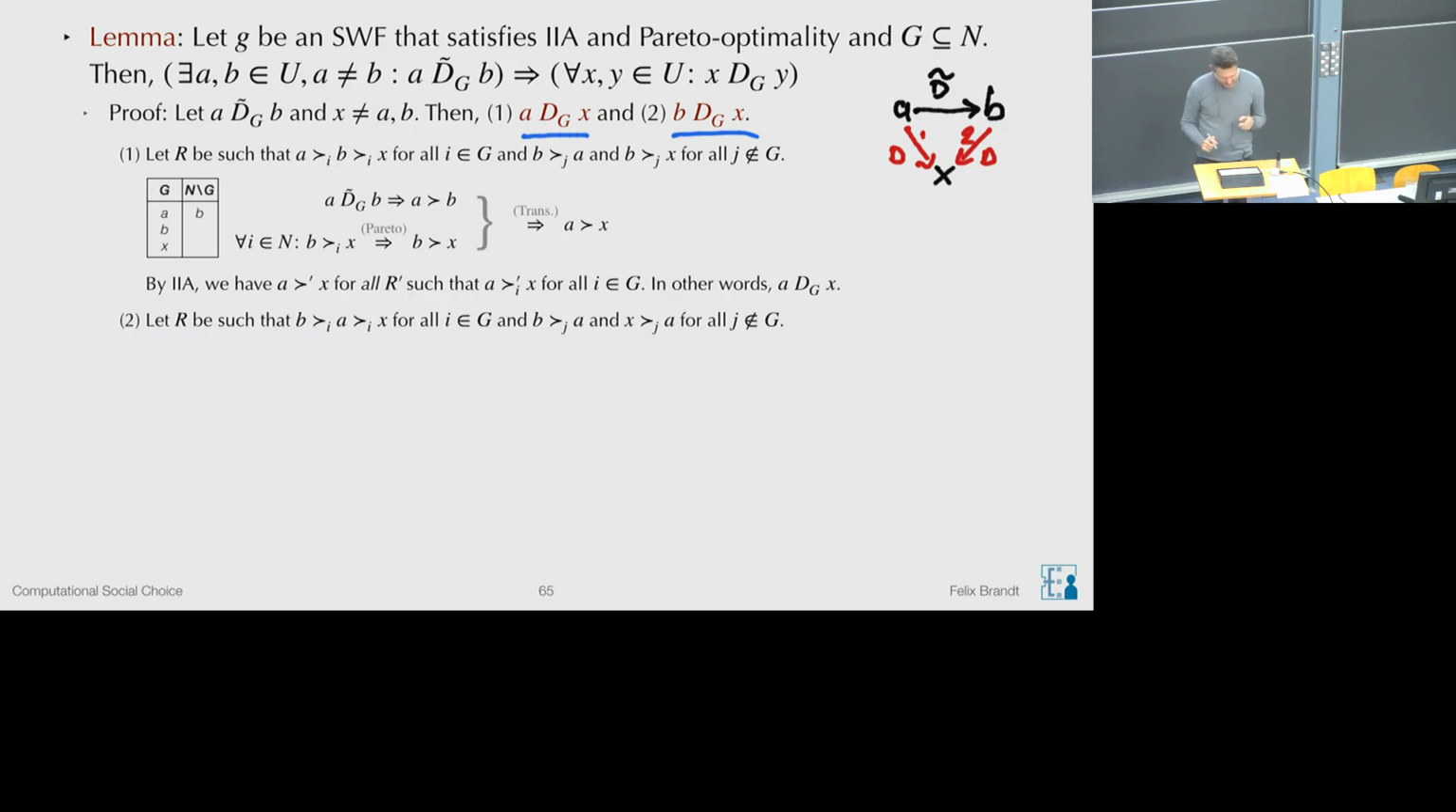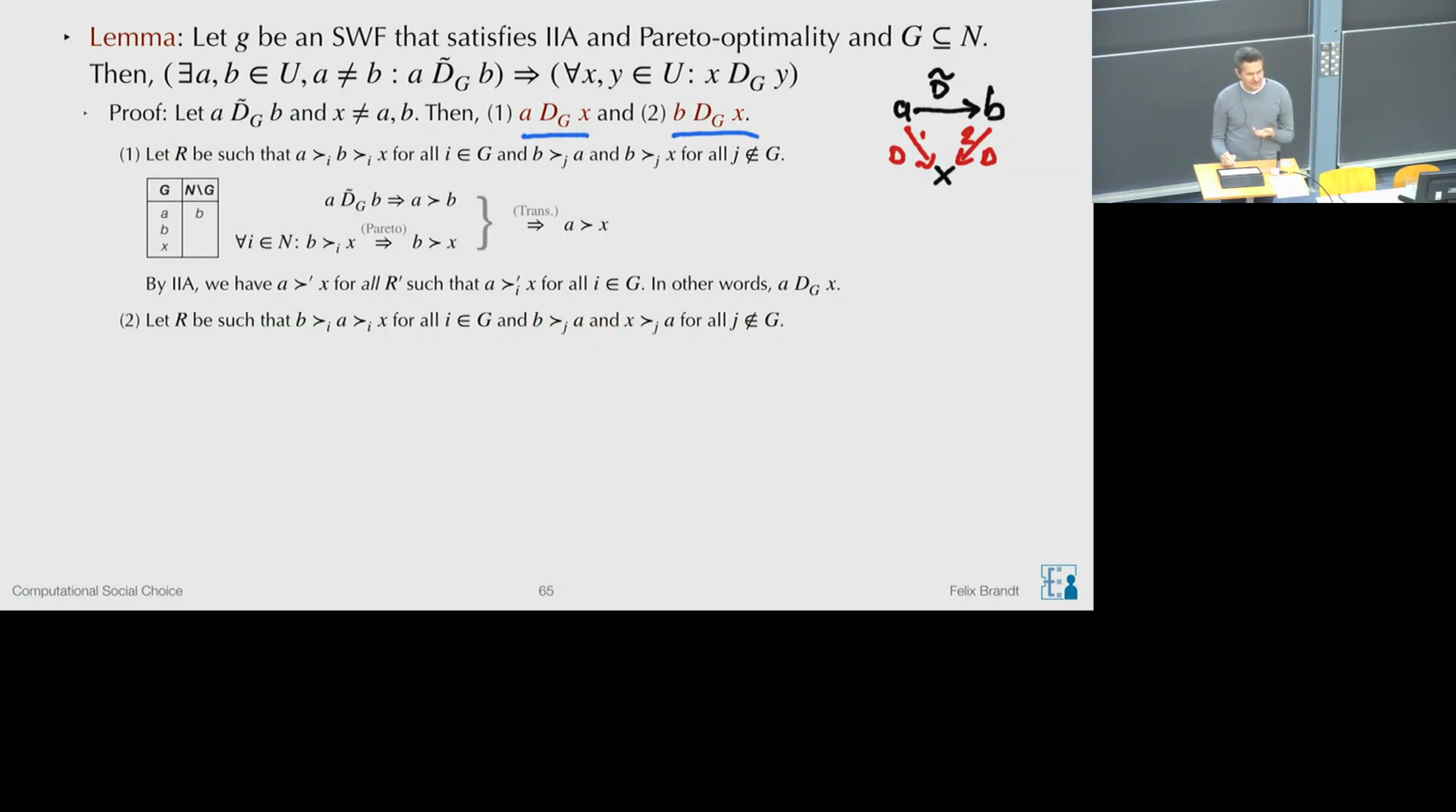Now for the second part, we again take a preference profile. We somehow magically arrange these three alternatives in order to get what we want in the end. So all the voters in G prefer B to A to X, and for everybody else, we only know that these voters prefer B to A and X to A, but we don't know the individual rankings between B and X. Or in other words, out of these three alternatives, A is ranked lowest. It's a bit similar to this one here, only that A is ranked lowest, and we don't know the individual ranking of B and X.